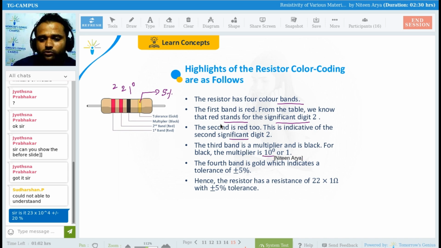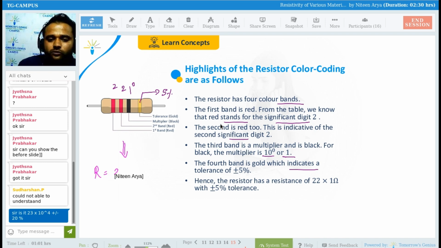So the third one is 0, so 10 to the power 0, that is 1. The fourth band is gold, which indicates a tolerance of plus minus 5%. Hence the resistor has a resistance of 22 times 1 ohm, plus minus this much tolerance. So the resistance of this one is nothing but 22: 2 because of the first color, then 2 because of this, then 10 to the power 0, plus minus 5%.